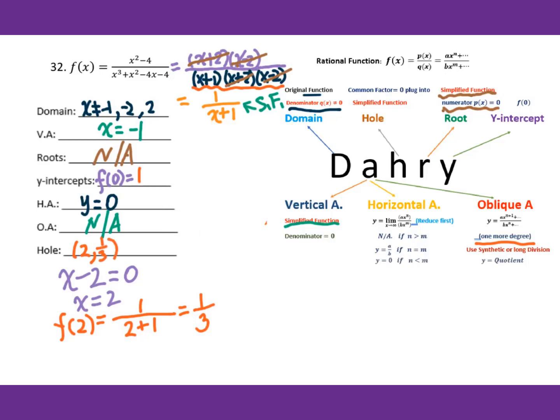Now working on the other hole, that's x plus 2 equal to 0. x equals -2. Therefore, f of -2, plug into the simplified rational function. 1 over -2 plus 1 equals -1. Therefore, -2, -1 is the other hole.